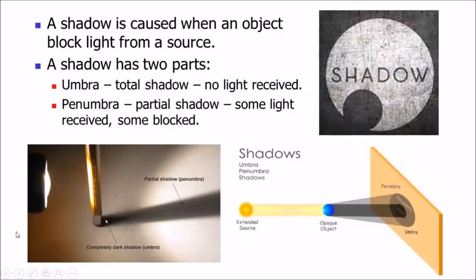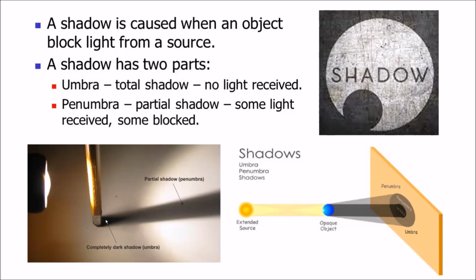Next is a shadow. A shadow is caused when an object blocks light from a source. You can see here the shadow. So whenever you are in front of a light source, your shadow is formed on a screen, and the screen could be a wall, or the floor also. There's a question: why don't we see any shadow of a plane which is flying away? Because it's far away from us.